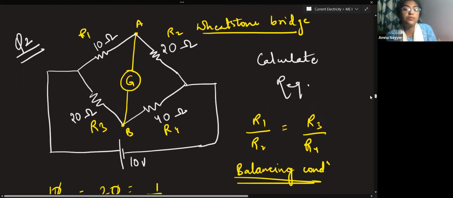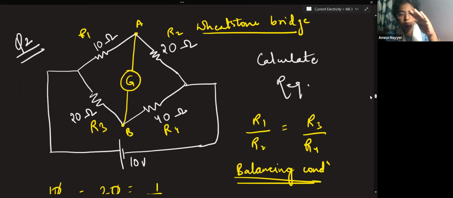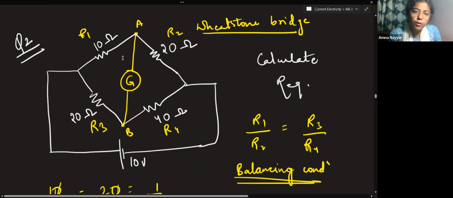Clear, class? So this form of arrangement is known as a Wheatstone bridge. Clear, class? So note it down. Any doubts in between, ask me, I'm here.